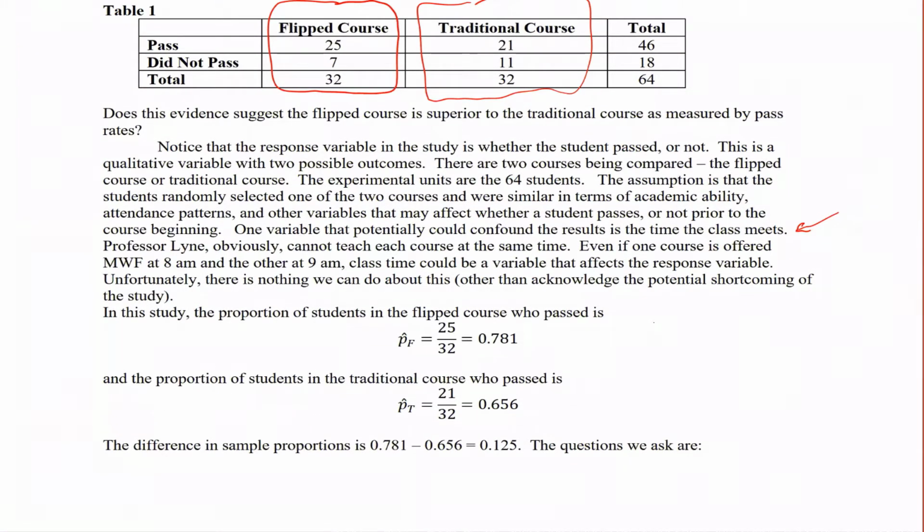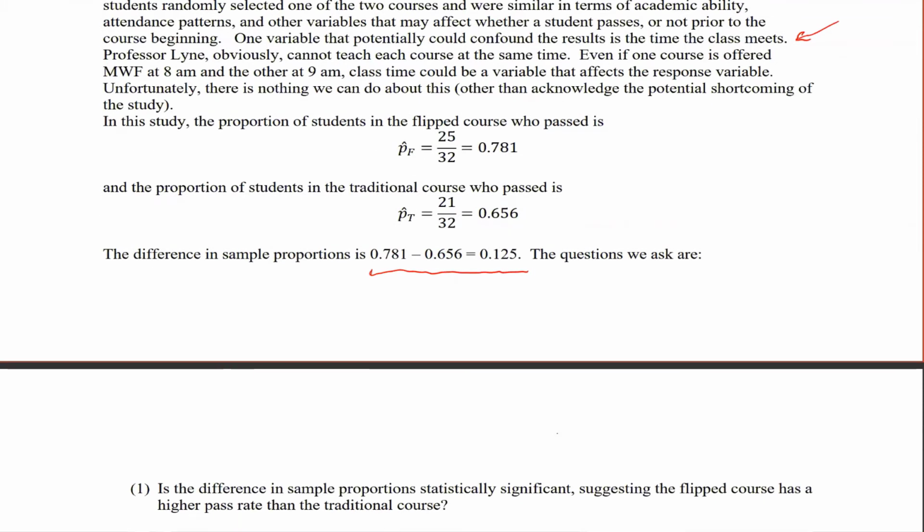So if we look at the sample data, the proportion of students in the flipped course who passed is 25 out of 32, or 0.781. And the proportion of students in the traditional course who passed is 21 out of 32, or 0.656. And so the difference in sample proportions is 0.781 minus 0.656, or a difference of 0.125. And so we have some questions that we want to ask.